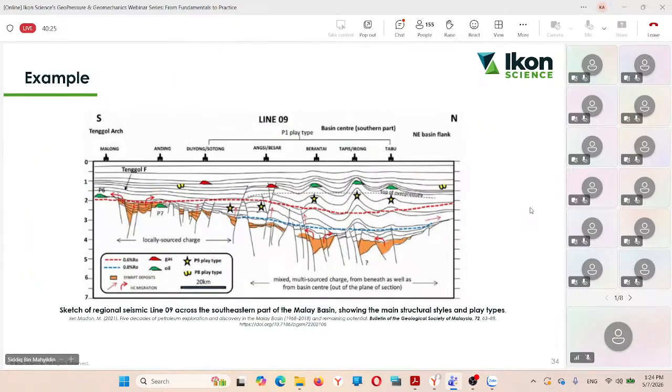And this happens quite often all over the world as well. This is one example in the Malay Basin. You can easily see that all of these are different units. They might have different pressure gradients, for example.